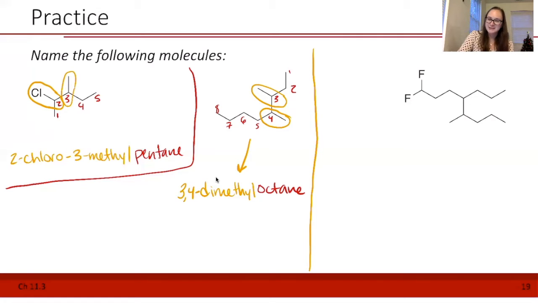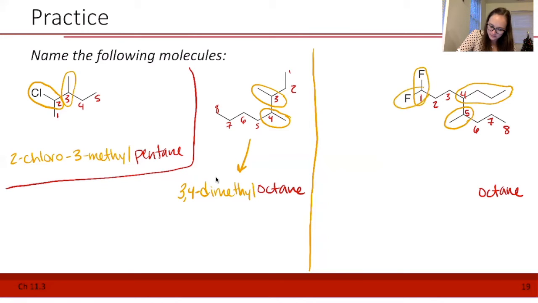I always start in the same spot, so let's start here. Number 1, 2, 3, 4. Going to the right, I'll have 5, 6, 7, but going down, I'll have 5, 6, 7, 8. So we'll go that way, 5, 6, 7, 8. Looks good. It looks like we're going to have octane again. Go ahead and write that. Okay, and so let's identify our substituents. We have one here, a nice long one here, and then 2 off of number 1.